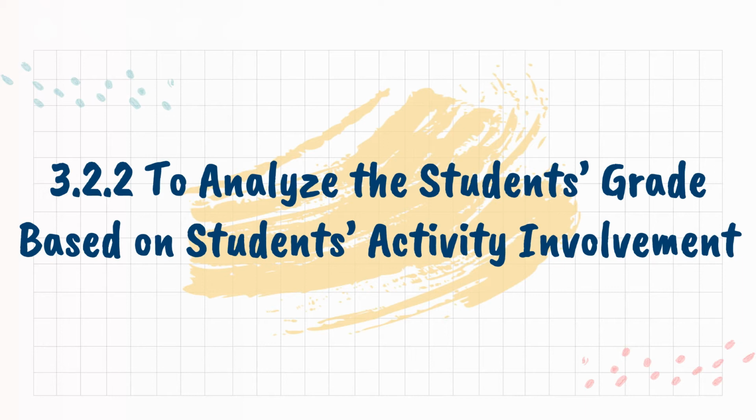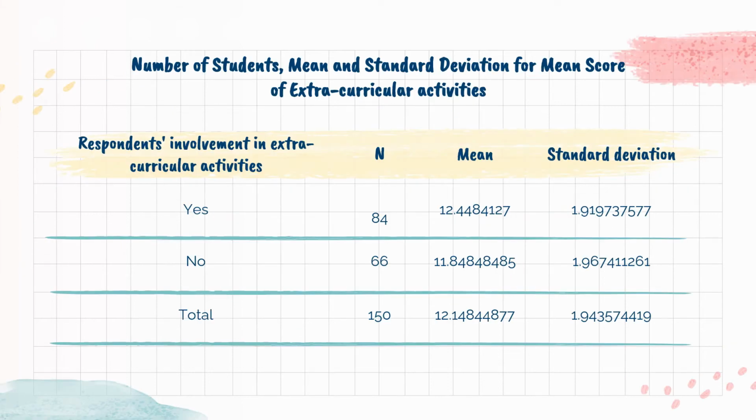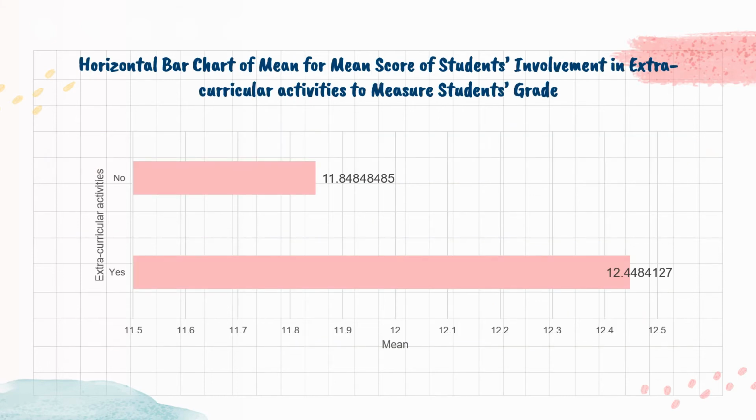Next, I will continue to analyze the students' grades based on students' activity involvement. And here is the table for the respondents' involvement in extracurricular activities, which consists of yes and no. From the horizontal bar chart, we can clearly see that the students who are involved in extracurricular activities have a higher mean score than the students who are not involved in extracurricular activities.